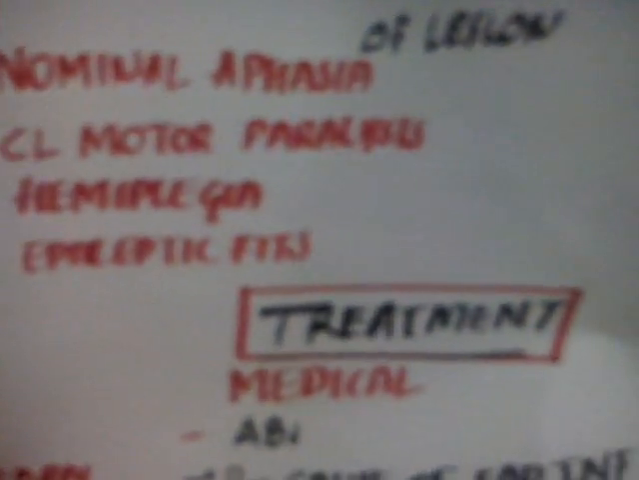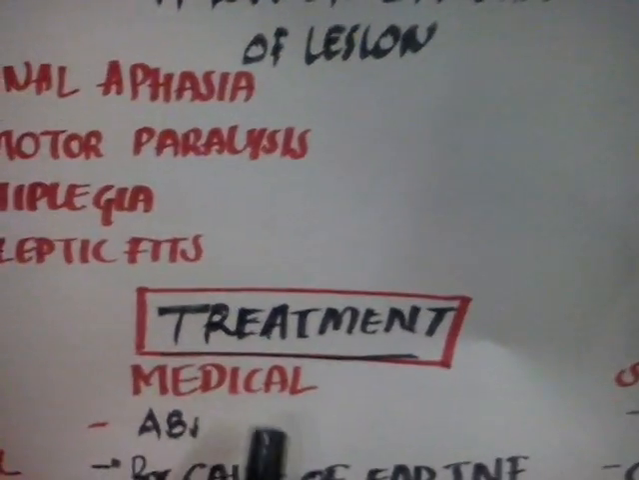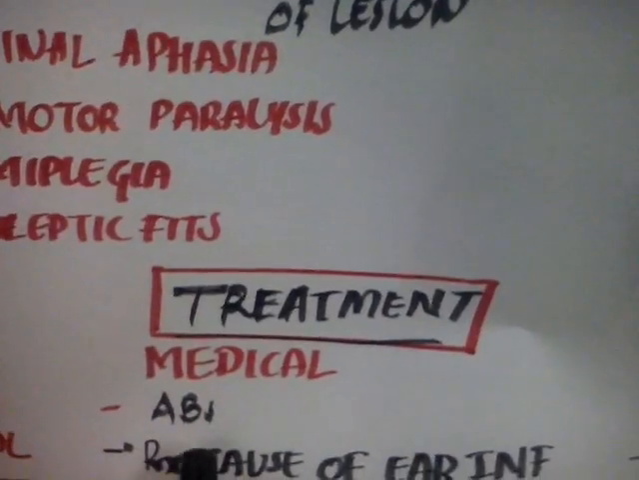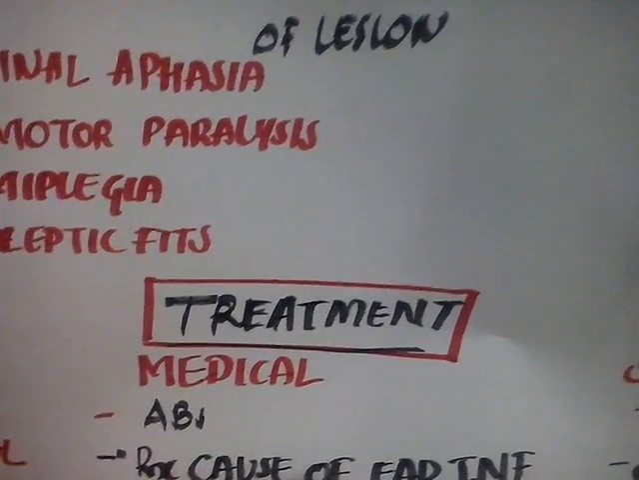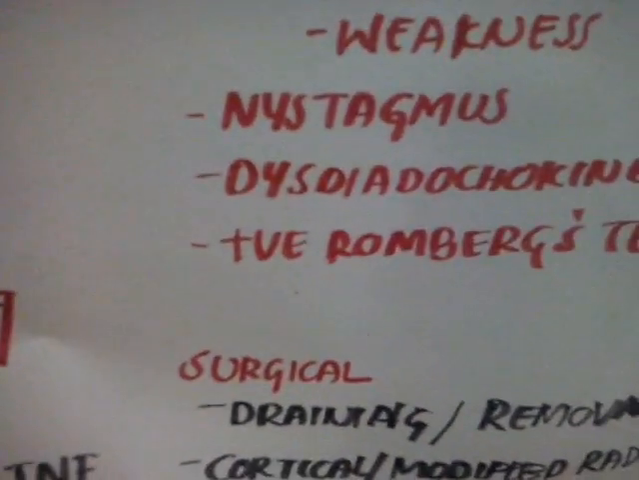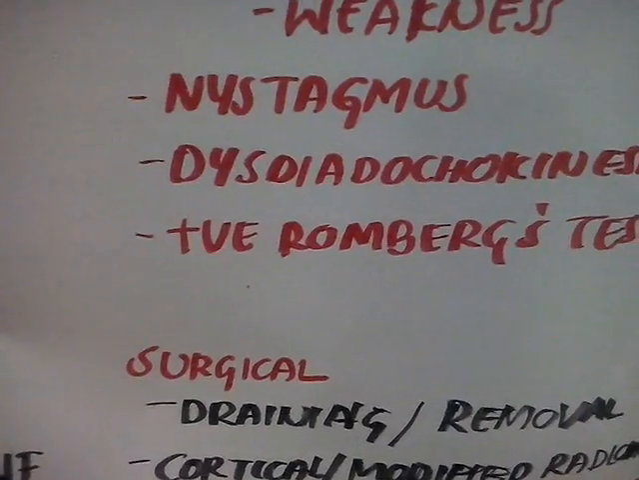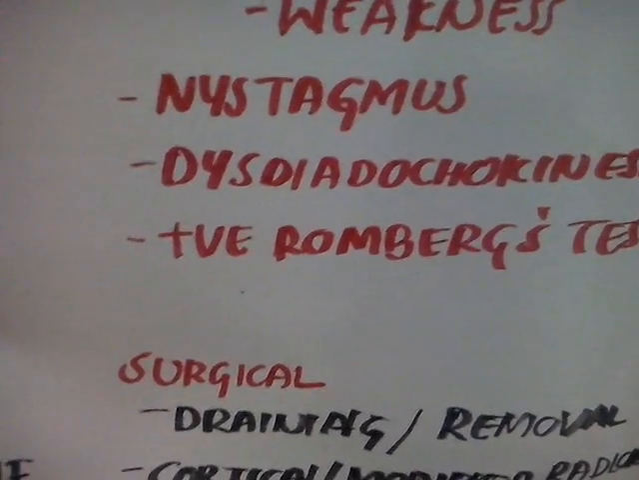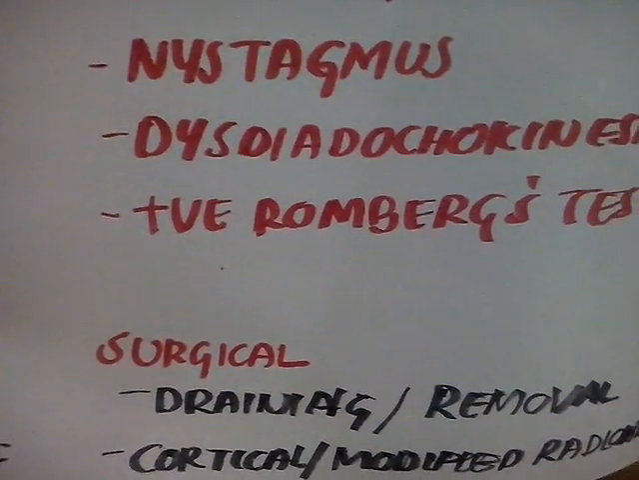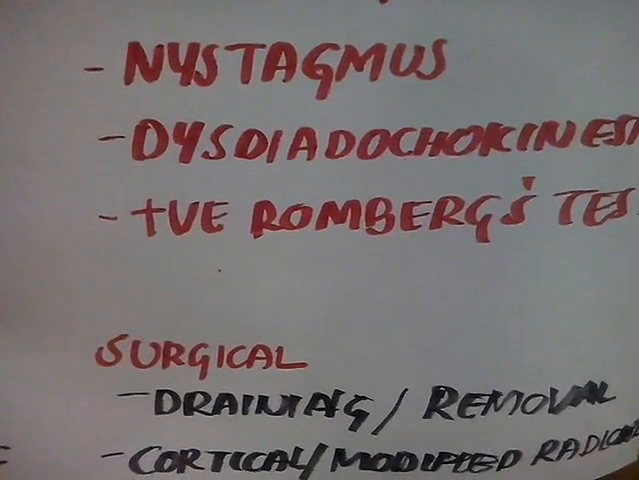Coming to treatment. Medical and surgical. Medical, high doses of antibiotics and treating the cause of the ear infection. Surgical, draining of the abscess and removal of the abscess by excision by craniotomy, cortical or modified radical mastoidectomy.